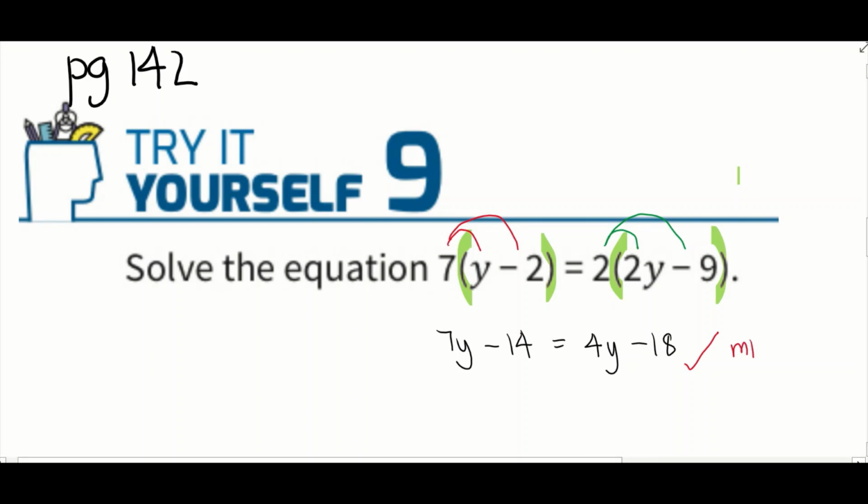Remember, go back to solving. What does solving mean? In this question, what am I solving for? Solve for y. Find y. Now I have y on the left, y on the right. I will deal with 4y. I need to bring it over to the other side, so I'm going to do the opposite: minus 4y on the left side. Balance as well.